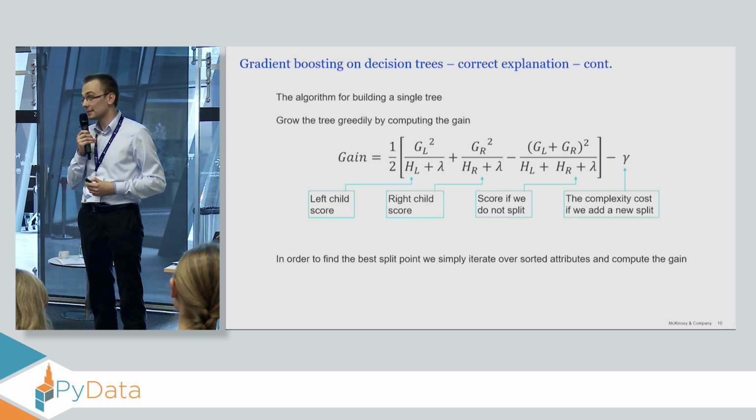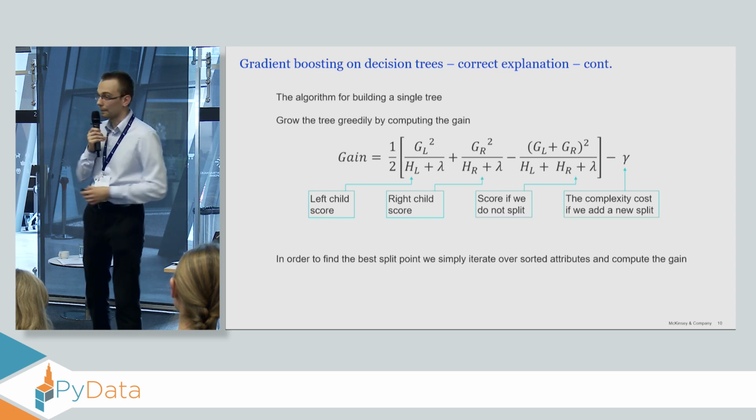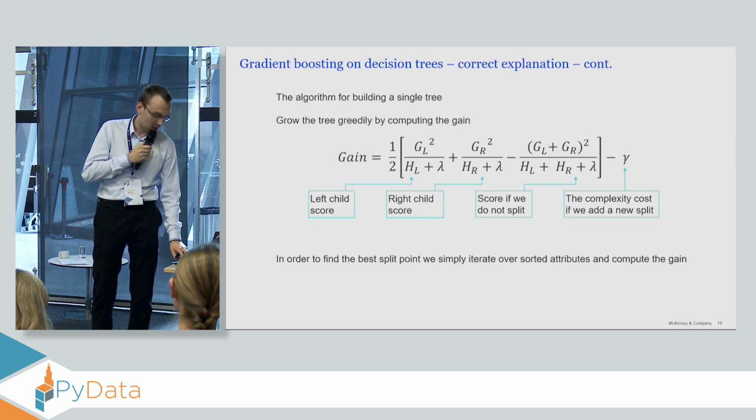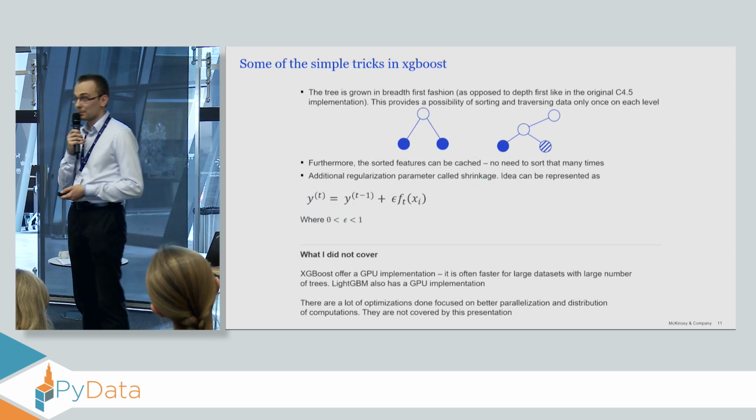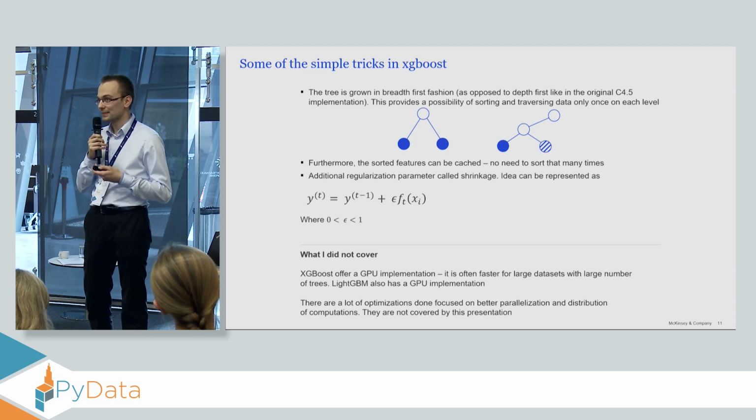If you want to implement this, you sort all of the attributes, and then you linearly pass through all the possible values of split and compute the gain. Okay, so that's the end of the maths. What are some other tricks that I implemented in XGBoost to make it faster, to make it better?